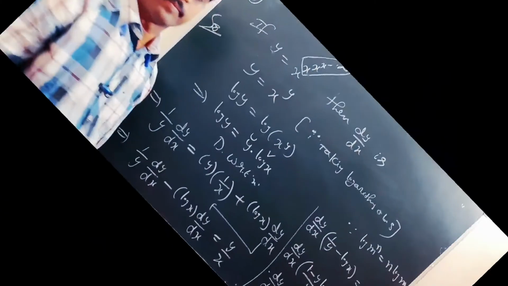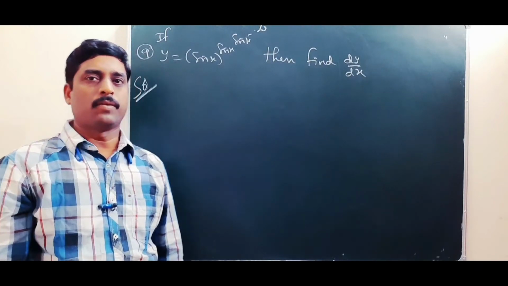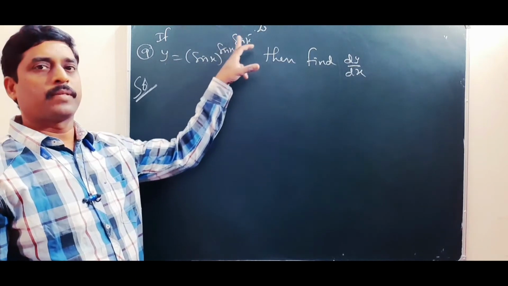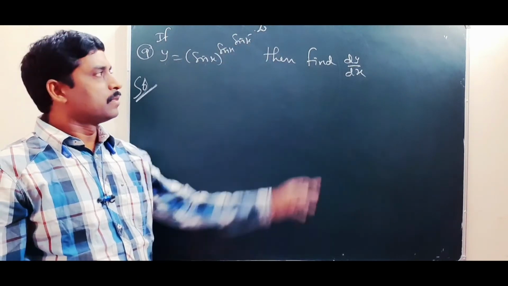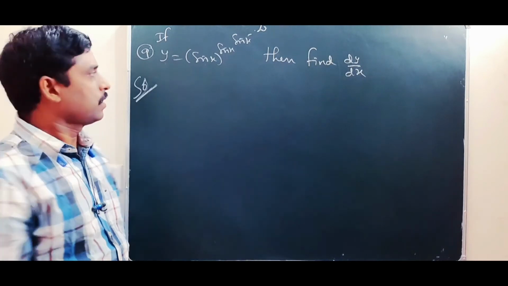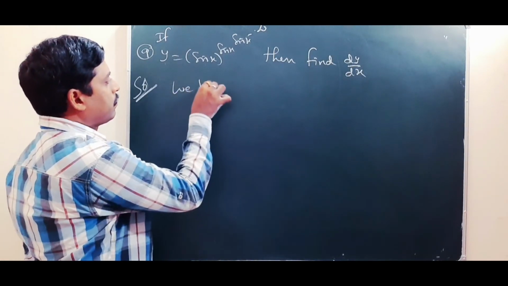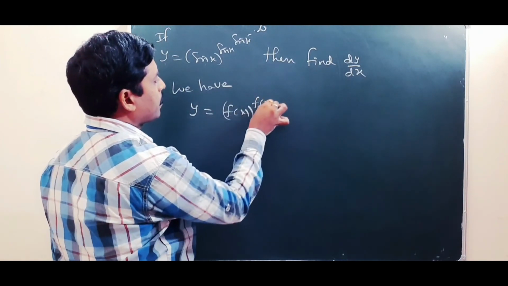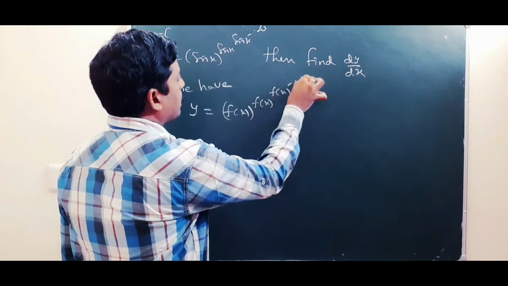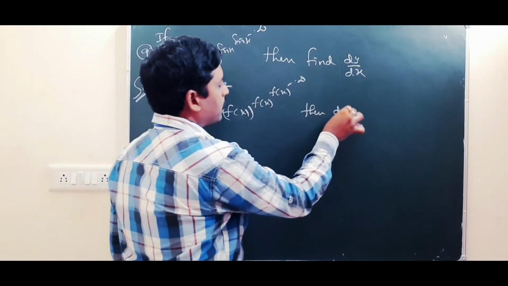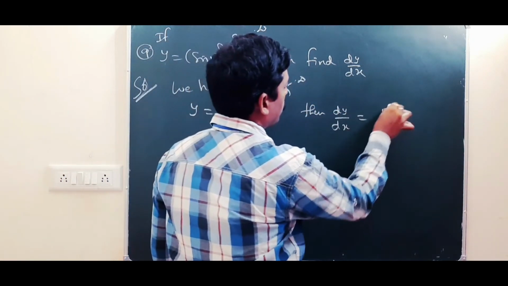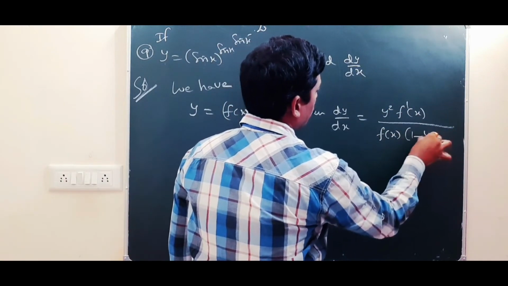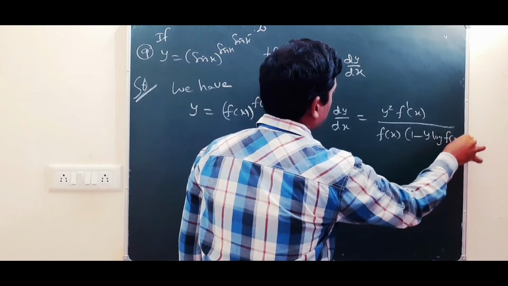Same answer. Okay, let us go to the next problem. So what is given? y equals sin x to the power sin x to the power sin x to the power up to infinity terms. Then find out dy by dx. Okay. We have a direct formula. y is equal to f of x to the power f of x up to infinity. Then dy by dx is equal to y square into f dash x by f of x into 1 minus y log f of x.